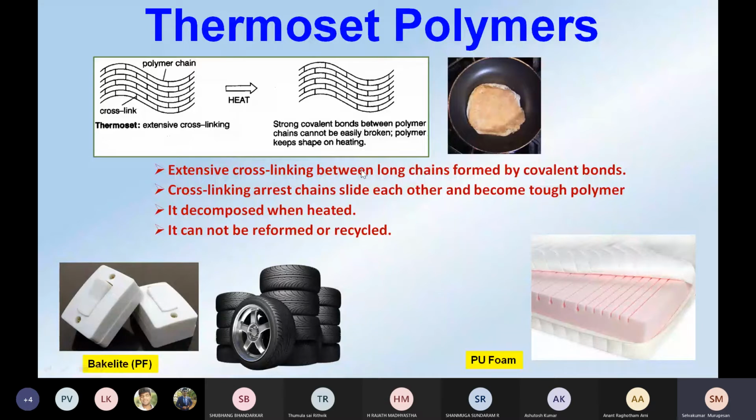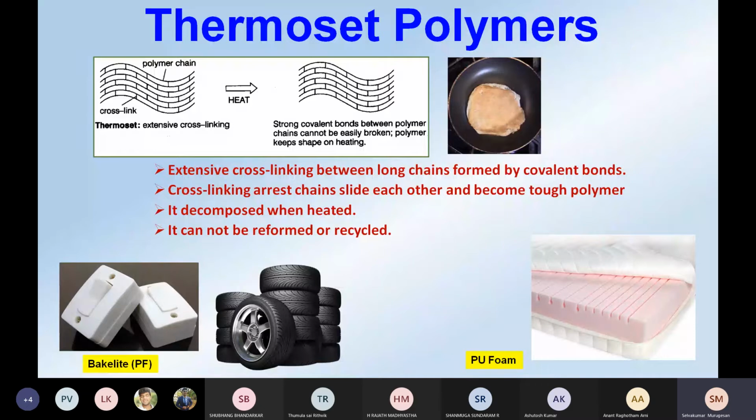So they are fabricating different thermoset products like Bakelite, which are phenol formaldehyde based resins, for manufacturing switches, tires, and polyurethane based mattresses, etc. So once you have manufactured, that means you have done all this cross-linking. That means you cannot get back the original polymers how they were. The recycling is zero.